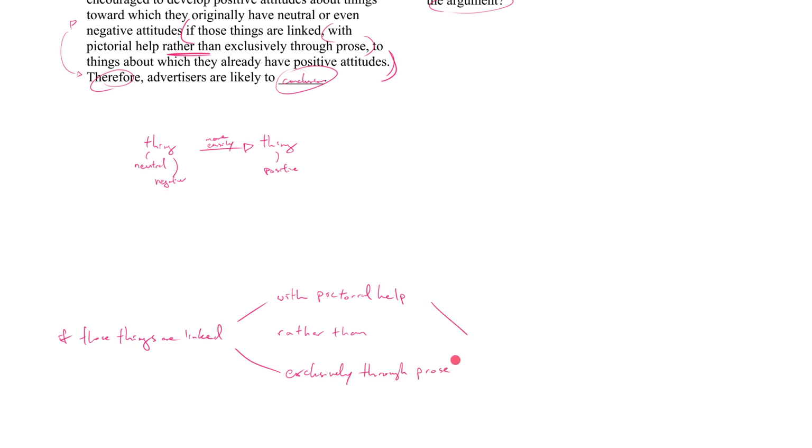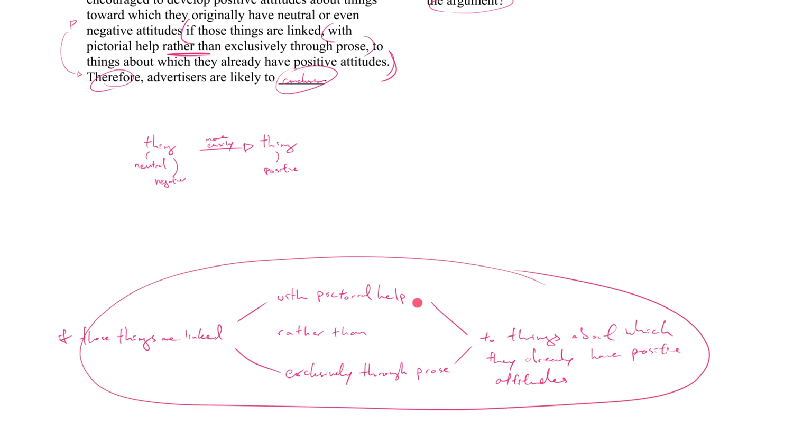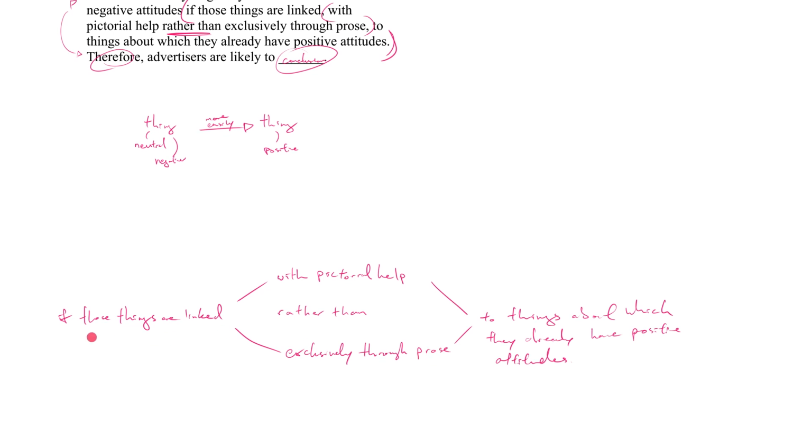And here they rejoin, they re-meet, right, to things. And here's just the rest of the sentence, to things about which they already have positive attitudes. Okay, so you see how this sentence works? And do you see what I mean when I say economy of expression? By presenting the sentence this way, the LSAT writers avoided having to repeat this clause and having to repeat this clause, right? Because they're basically telling us through the use of the "rather than", okay, first read it this way, right? Read the sentence this way.